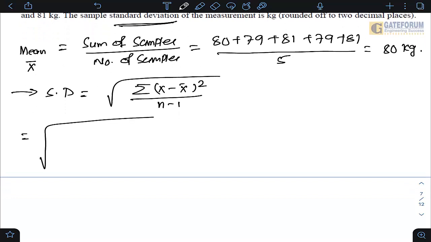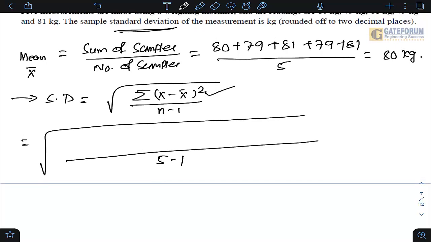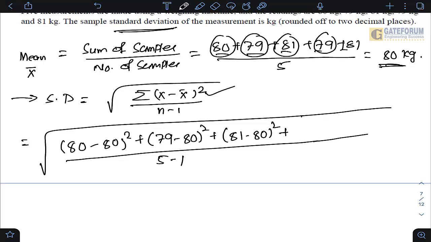So this is equal to square root of, and n is nothing but the number of samples, so n minus 1 is 5 minus 1. So how do you write it? There are five samples, right? The first term is x is 80 minus x bar, which is fixed, 80, minus 80 square. Next sample is 79 minus x bar, again fixed, 80 square. Next sample is 81 minus 80 whole square. Next sample is 79, so 79 minus 80 square. And the last sample is again 81 minus 80 whole square.